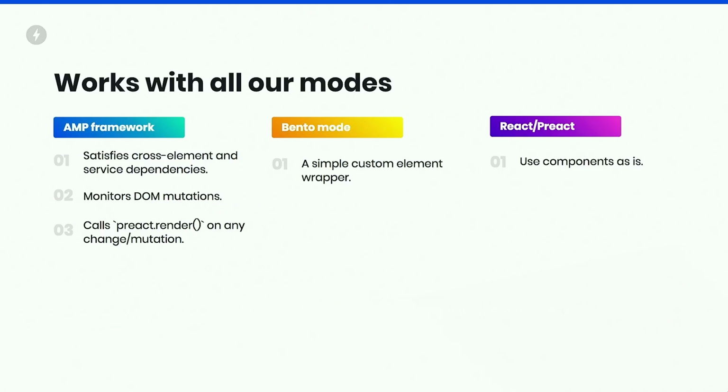And this works for all of our modes. In AMP framework mode, we can wrap the React components, and the framework can talk directly to the wrapper, and the wrapper will talk to the React component for us. In Bento mode, we can take the same approach, having a simple custom element wrapper, and whenever a mutation happens on that custom element, the custom element wrapper can talk directly to the React component. And then obviously when you have an application built in React or Preact, you can just use the component as is. It is a React component, a Preact component.